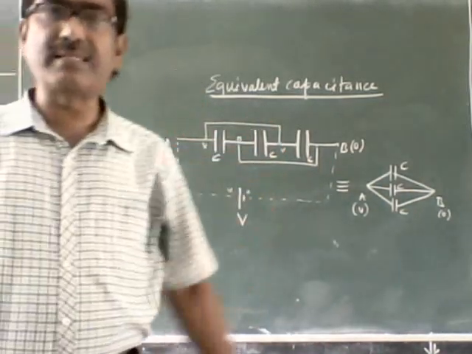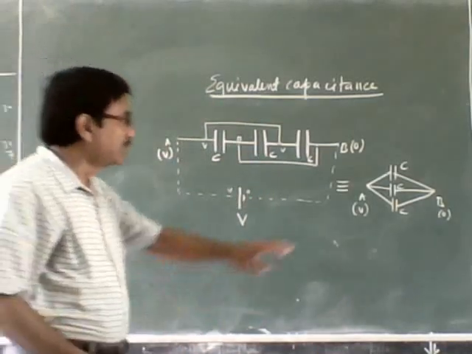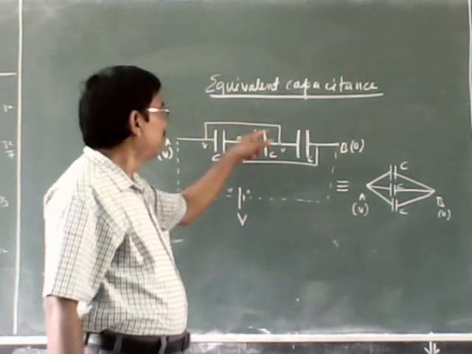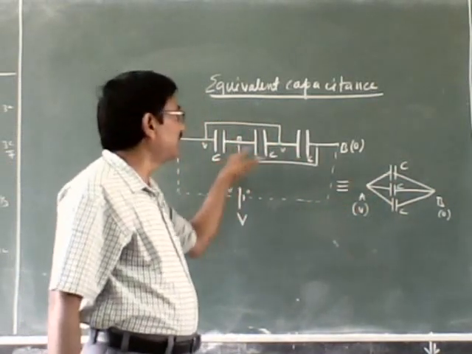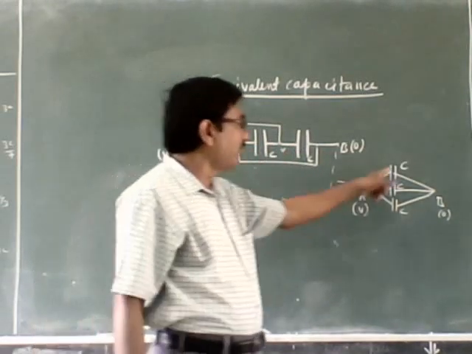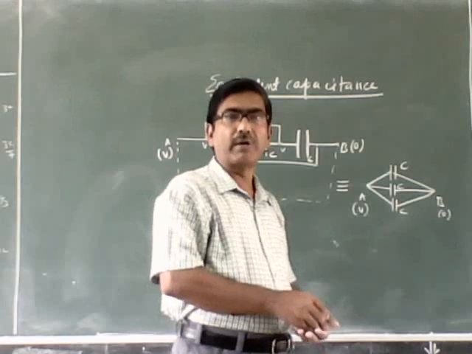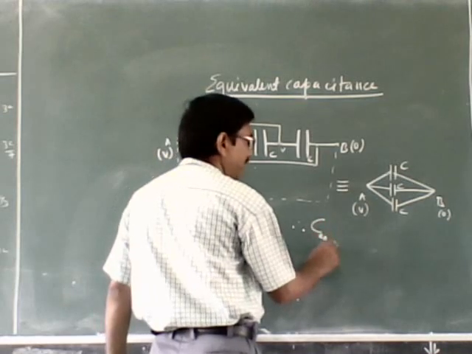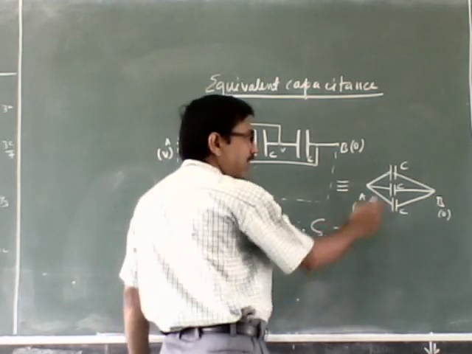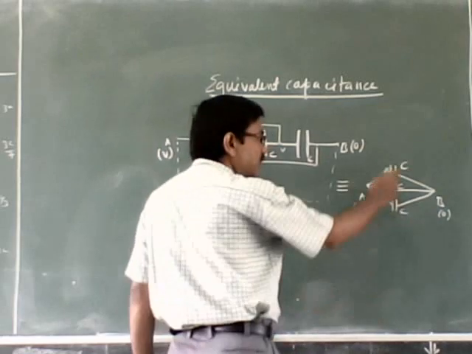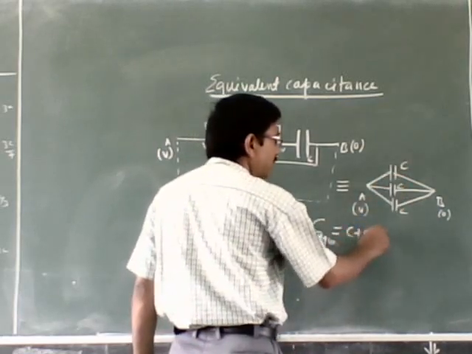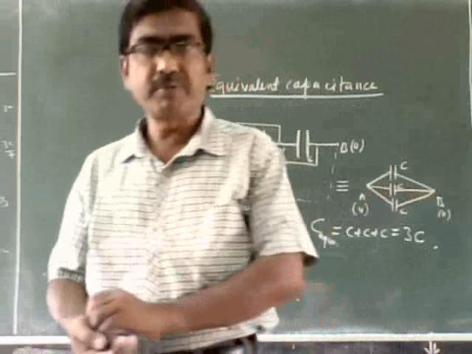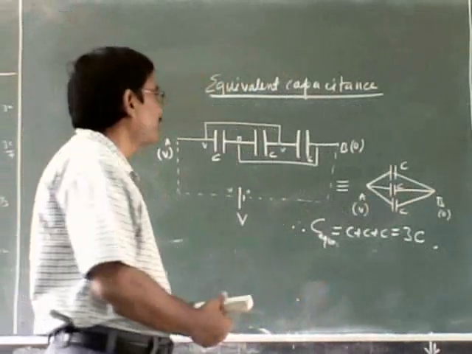Now, how are they connected? They are connected in parallel. It is clear from this diagram that they are connected in parallel, but in the original figure it is difficult to tell whether they are in series or parallel. Now that they are in parallel, you can easily find the equivalent capacitance. The formula is C1 plus C2 plus C3, so C plus C plus C means 3C. This is the equivalent capacitance. Is it clear? Okay.